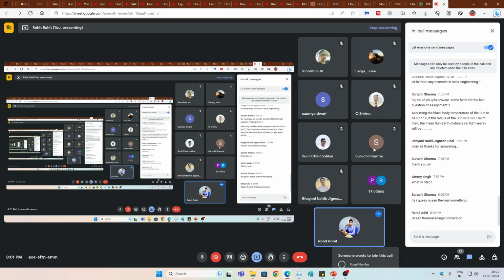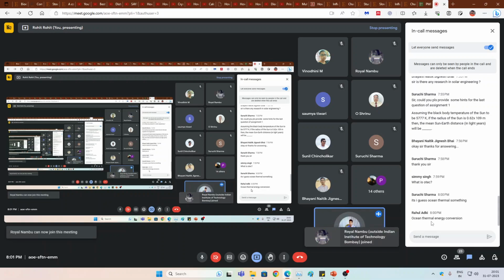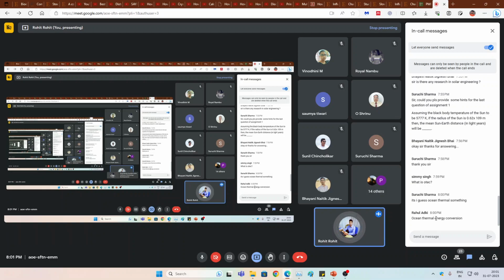So it's talking about ocean thermal energy. Basically it's a conversion where the upper layer is cool and the lower layer has a high temperature because it is insulated by the layer of water above. Using this temperature difference, you can actually produce some electricity. There are some devices, I don't remember the names, that can be utilized for ocean thermal energy conversion. So yeah, let's have a break for 5 minutes.